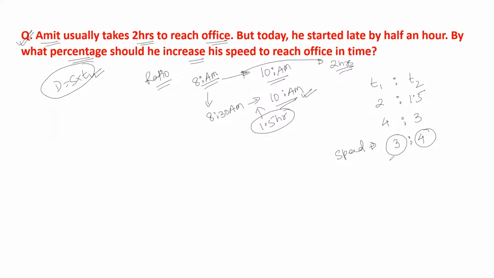So what is the increase in speed? Well, if you check the difference, this is simply 1/3, which is equivalent to 33.33%. So that means he needs to increase his speed by 33.33% to reach office in time.